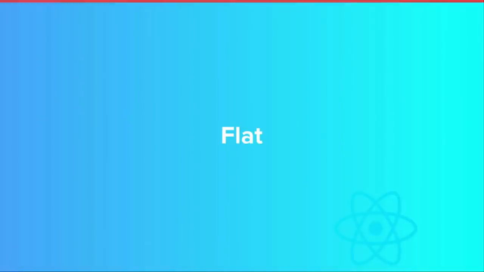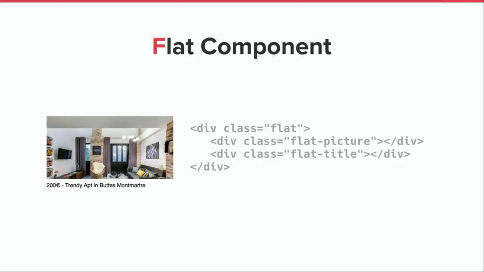Okay, so let's start with the flat. So for the flat, this is like the skeleton of the HTML I want to generate. Okay, I have this element, so it's a div. Okay, and I have two parts of this div. First, I have the picture, and then I have a title.